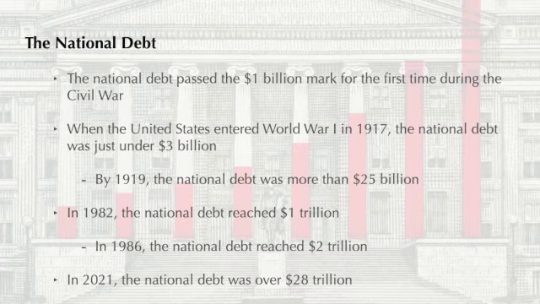The national debt passed the $1 billion mark for the first time during the Civil War. In 1917, the year the United States entered World War I, the national debt was just under $3 billion. Two years later, the debt had climbed to more than $25 billion. Since World War II, the national debt has continued to increase steadily. In 1982, it topped the $1 trillion mark, and doubled again within 4 years. By 2021, the national debt had reached more than $28 trillion.